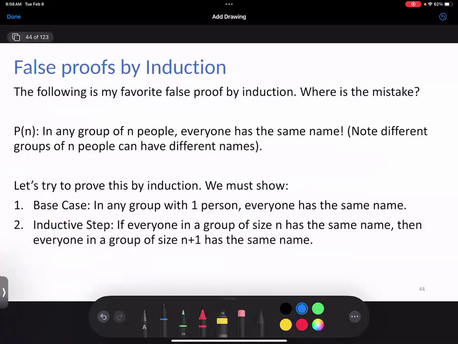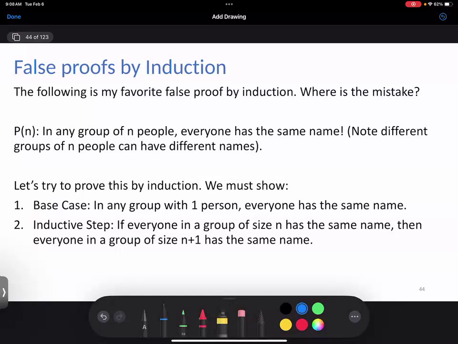All right, so the following is one of my favorite false proofs by induction. I'm going to prove everybody in the world has the same name. To do this, I need at least one person here to have a valid student ID or driver's license. Does one of you have that? Right. Just make sure. Okay.